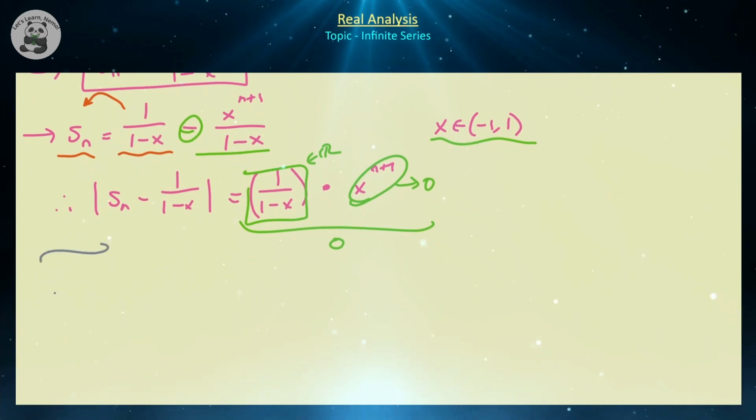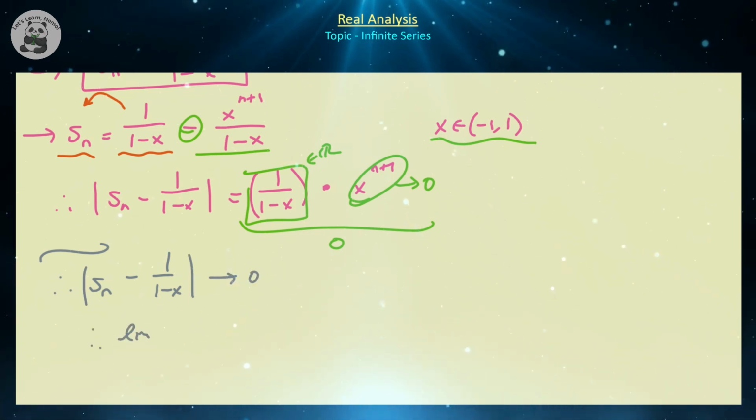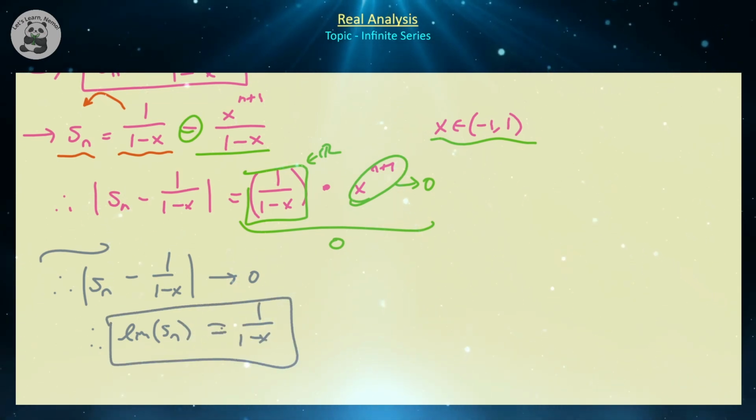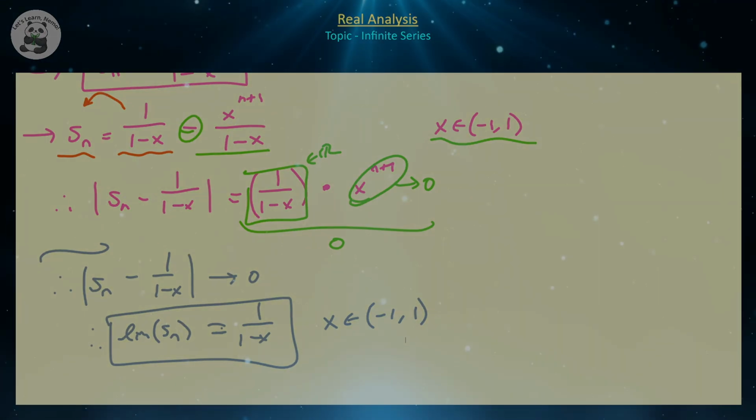So that means that Sn minus 1 over 1 minus x, this distance goes to 0, which means that the limit of Sn is going to be equal to 1 over 1 minus x. And that's the value of the geometric series. And again, this is only true if x belongs to the interval minus 1 to 1, and if it's beyond this interval, the geometric series diverges, unfortunately.